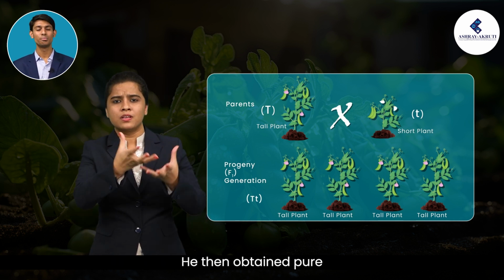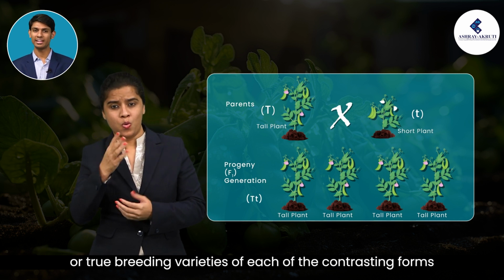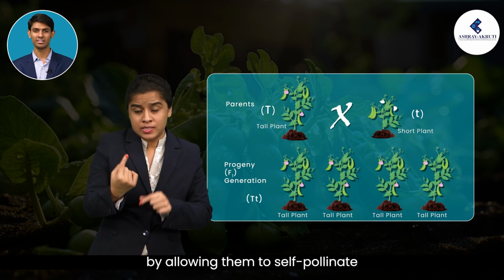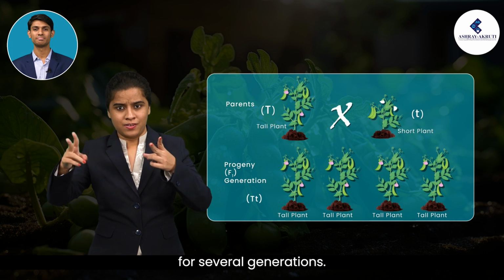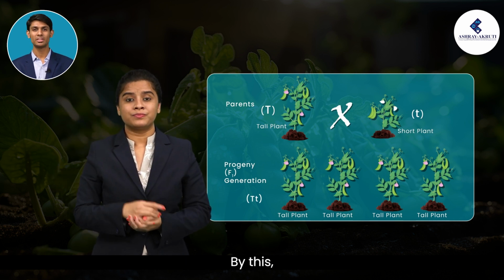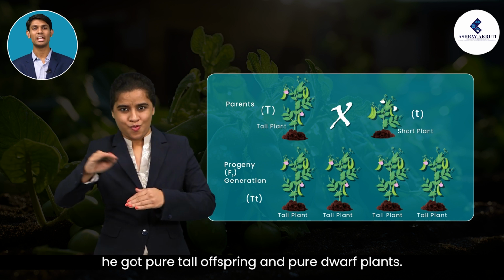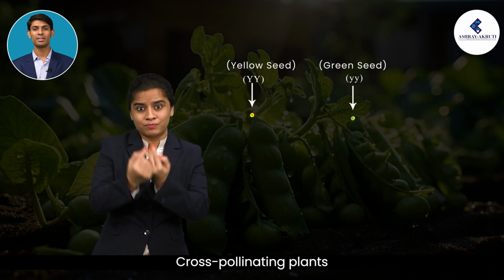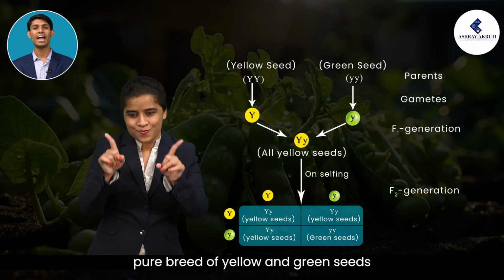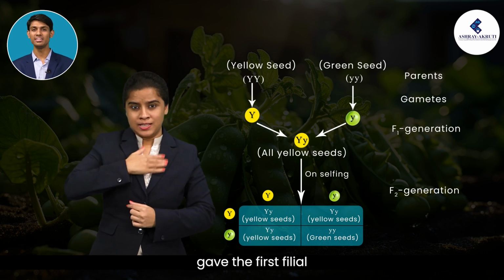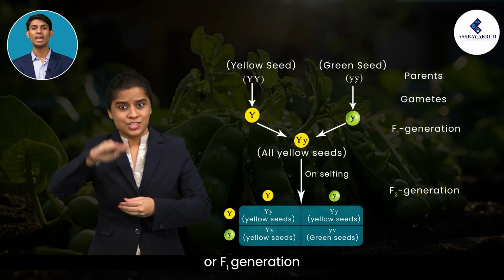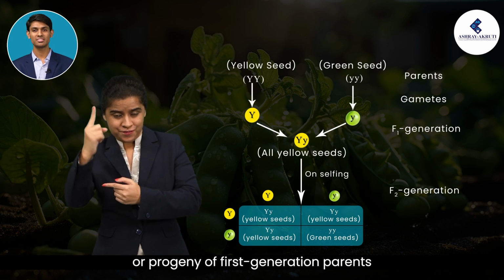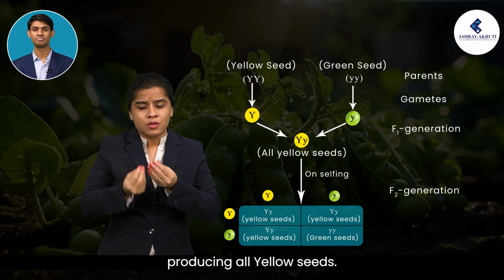He then obtained pure or true breeding varieties of each of the contrasting forms by allowing them to self-pollinate for several generations. By this, he got pure tall and pure dwarf plants. Cross-pollinating plants pure breed of yellow and green seeds gave the first filial or F1 generation, or progeny of first generation parents, producing all yellow seeds.